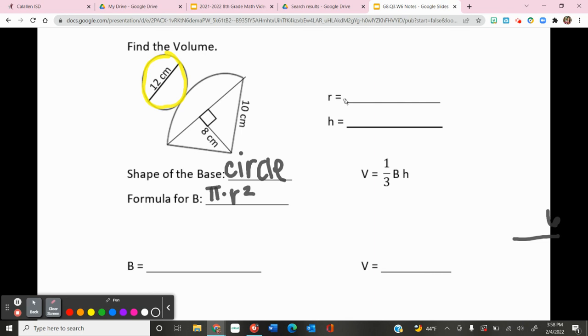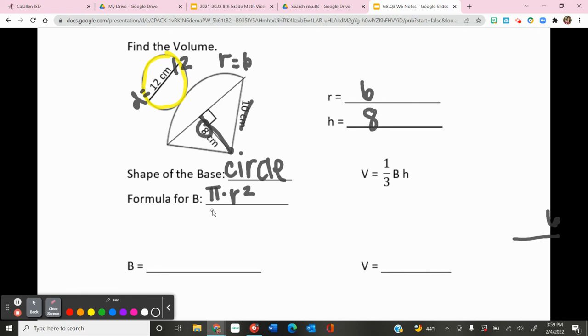Now I need to identify my dimensions. Here I see that this line goes all the way across, so I know this is my diameter. I need to divide this by 2, and I get my radius equals 6. Now I need to find the height of my cone. This would be an example of a slant height. Your height will always be from the peak of your cone to the center of your base, which would be 8.